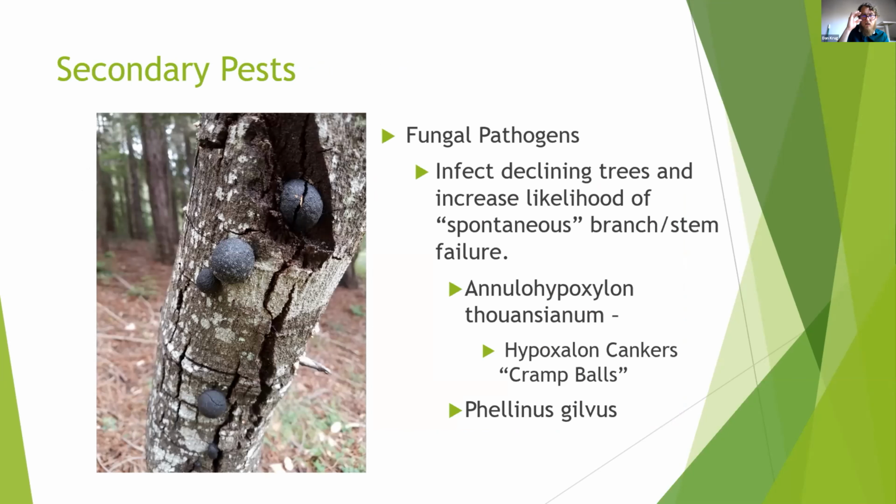These are pathogens which will be more readily infecting the trees because of the wounds created by insect pests, which I'll talk about next. The development of the fungal pathogens Annulohypoxylon thouarsianum, or Hypoxylon cankers, commonly called cramp balls, those black balls on the left-hand side there, weaken the tree and will cause spontaneous failures. Another common pathogen is Phellinus gilvus.